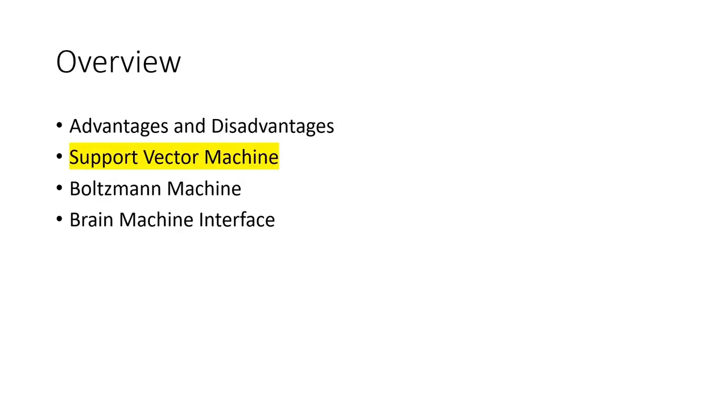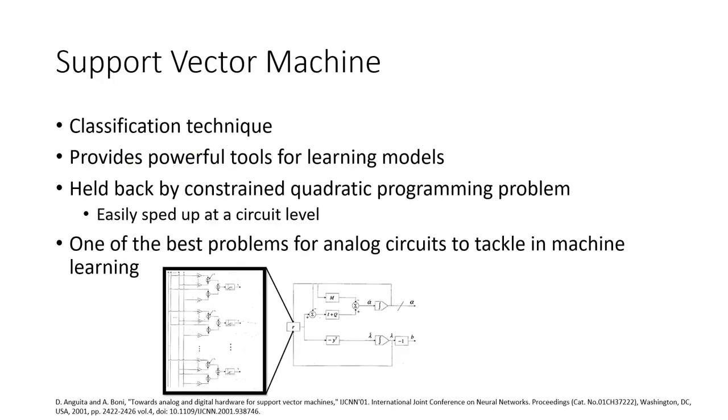Now we'll go into the support vector machine model. The support vector machine is a classification technique, and it provides powerful tools for learning models. It's not really a model in itself. And it's held back by constrained quadratic programming problems, which can be easily sped up at the circuit level. And this is one of the best problems for analog circuits to tackle machine learning. It's one of the areas that has the most papers about implementing an analog design. And at the bottom is a figure showing the support vector machine block diagram.